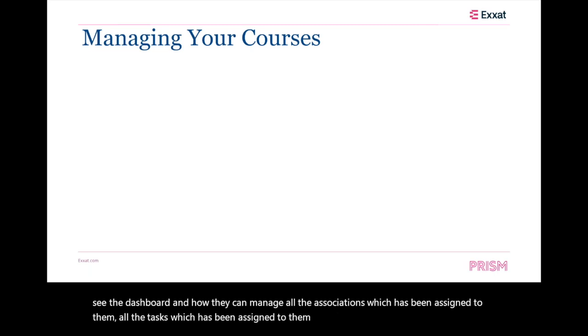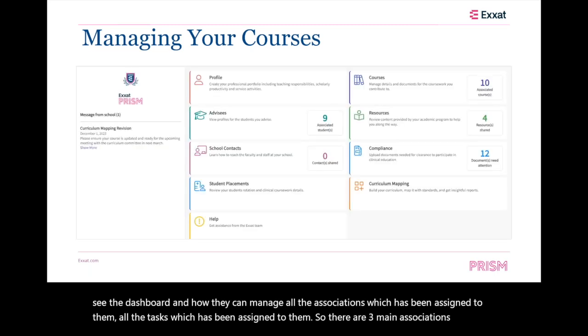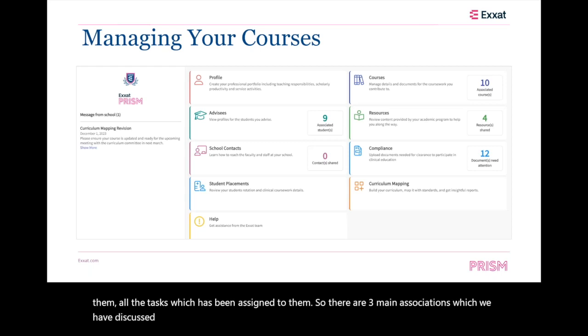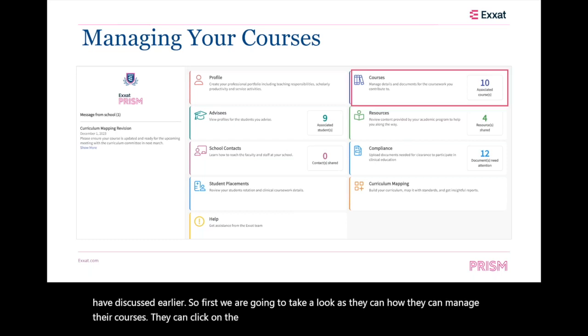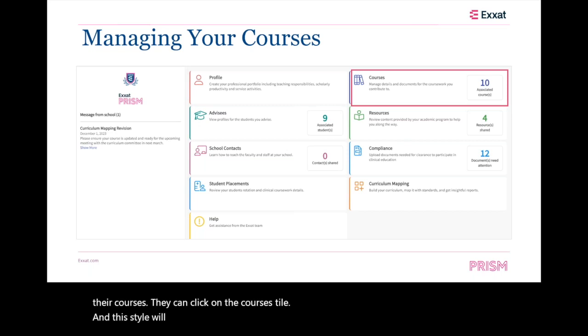So there are three main associations which we have discussed earlier. First, we are going to take a look at how they can manage their courses. They can click on the courses tile, and this tile will also represent the number of courses associated to them.